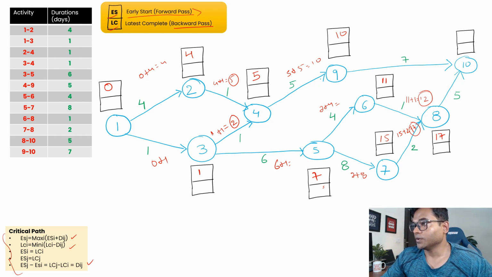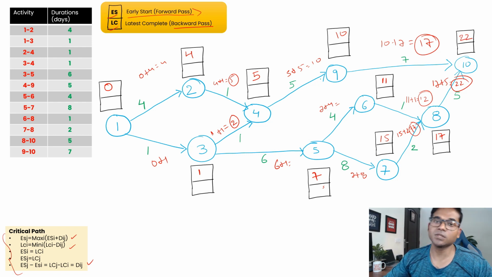And then for node 10, again we are seeing two arrows coming in. One is from 9 to 10, another one is 8 to 10. So again we apply the same process. 17 is early start for this path, 17 plus 5, which basically gives you 22. And if I follow this path, the 10 was early start which was previously calculated, so 10 plus 7, which is basically 17. So I have 17 and 22. Obviously 22 is greater, so I will take 22, right? So this is your forward pass.